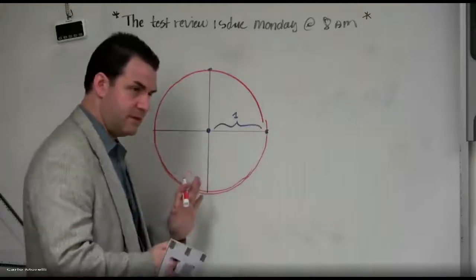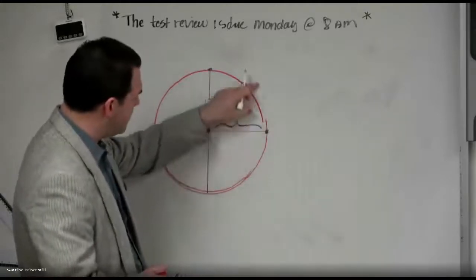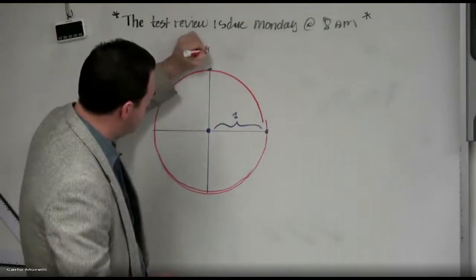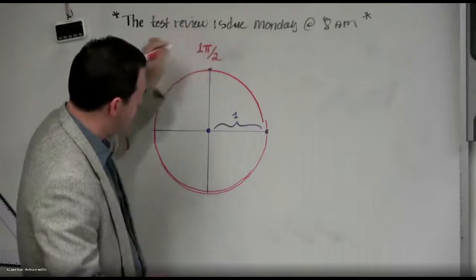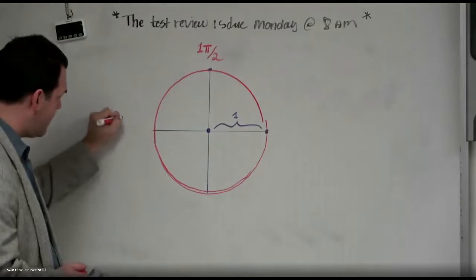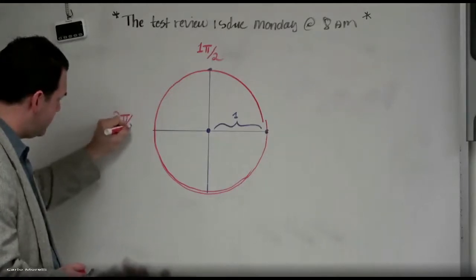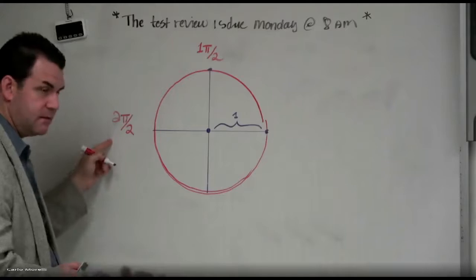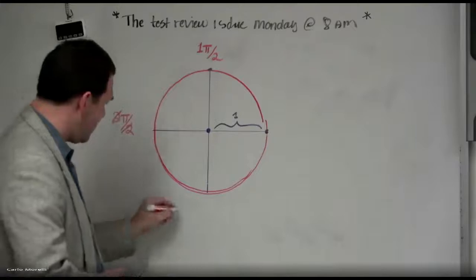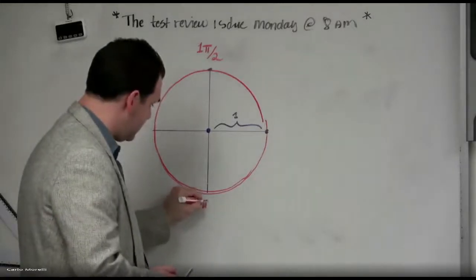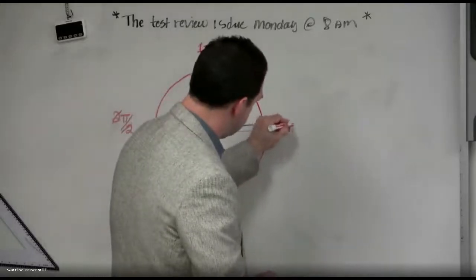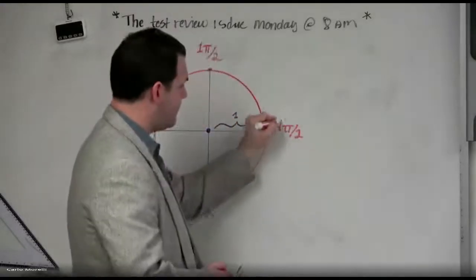Look up here again, please. 90 degrees of rotation puts us at 1 pi over 2. 180 degrees of rotation puts us at 2 pi over 2, which gives me pi, right? These cancel. 1 pi over 2 gives me pi over 2. Here I'm at 3 pi over 2. And here I'm at 4 pi over 2. See, that reduces down to 2 pi.